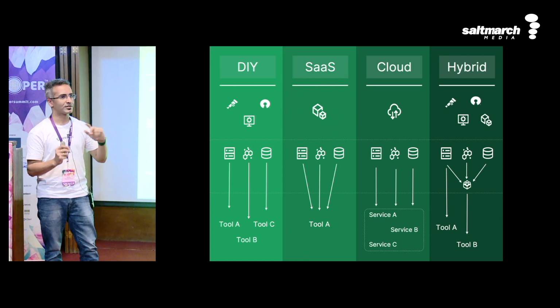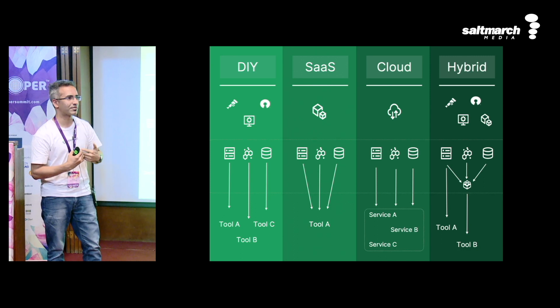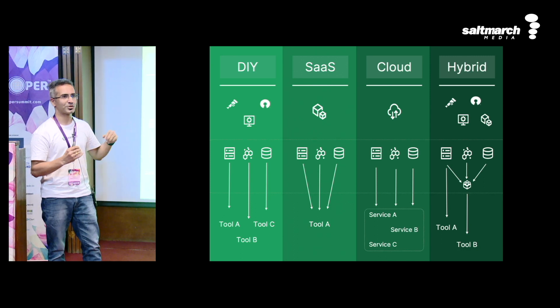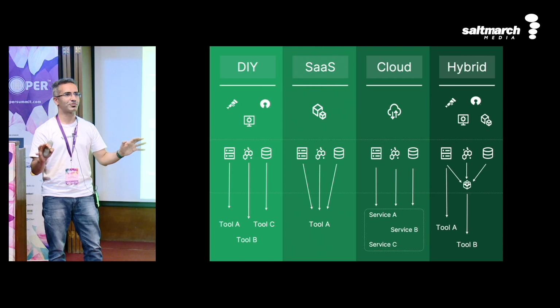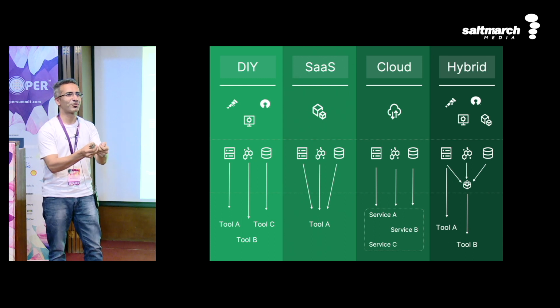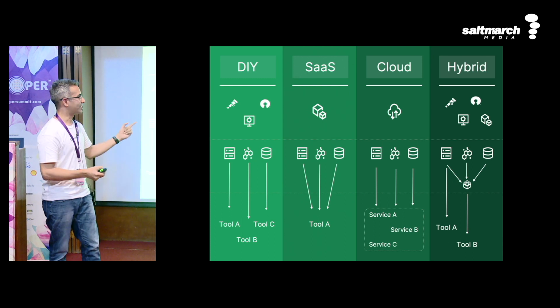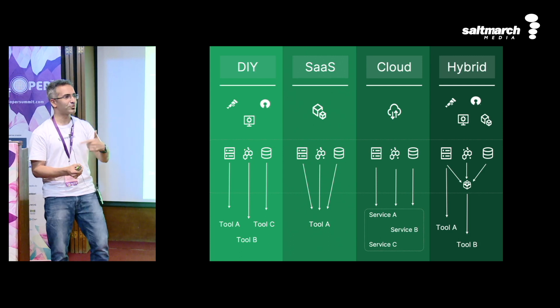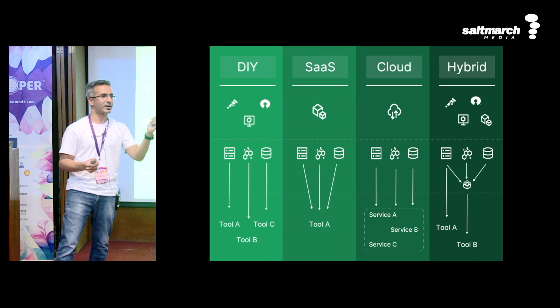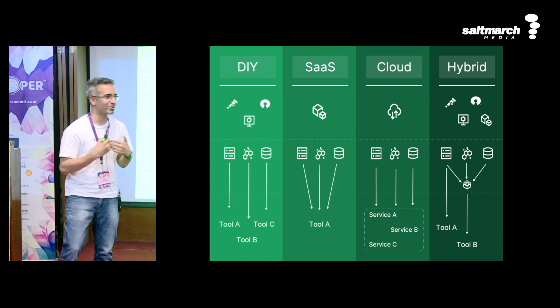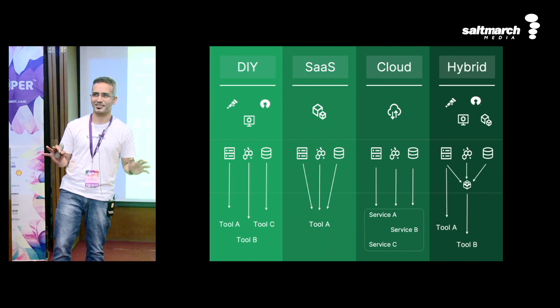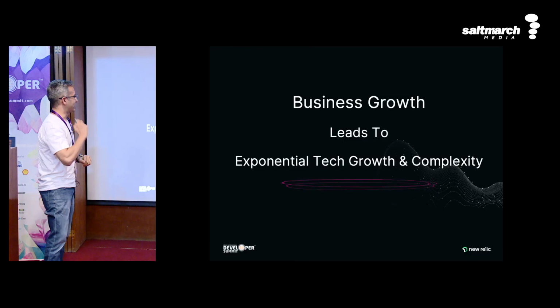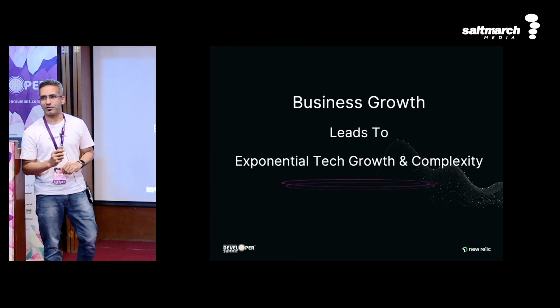SaaS solution, you bought a car, but then you hired a driver to drive it for you. And then cloud is where you did not buy a car, you did not get a driver, you're just booking it on Uber and Ola, right? And the last one is hybrid. You own the car, you also have a driver, but you will also hire a car or a driver for long drives, special purposes, right? People like me who hate long drives. I hate long drives, right? And then, so we understood different patterns of observability.